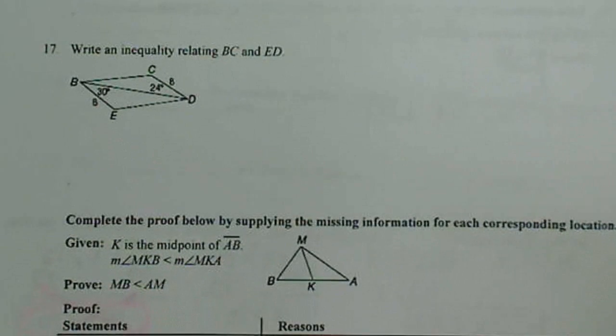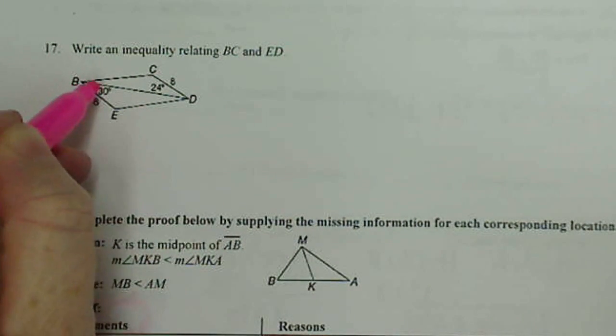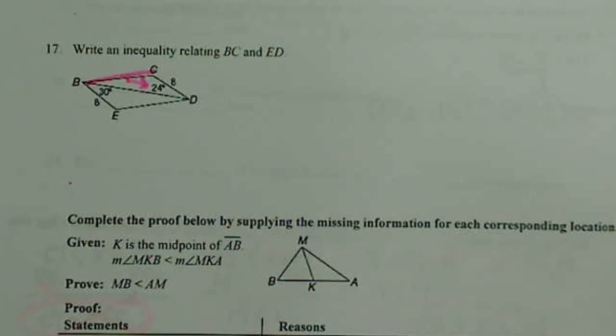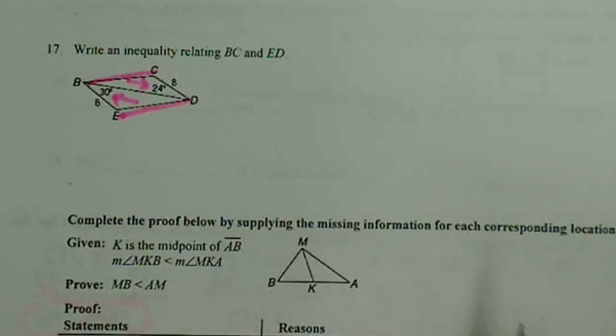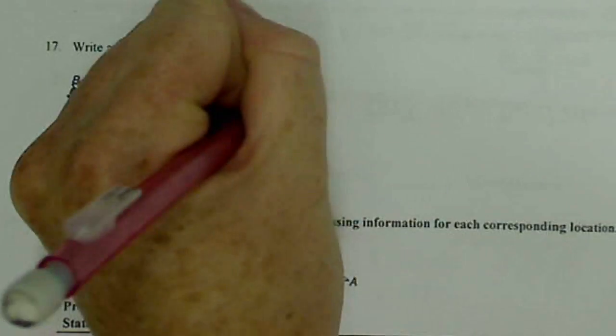Same thing for 17. We have BC that corresponds to 24 degrees. We have ED that corresponds to 30 degrees. 24 is smaller than 30, so BC is smaller than ED.